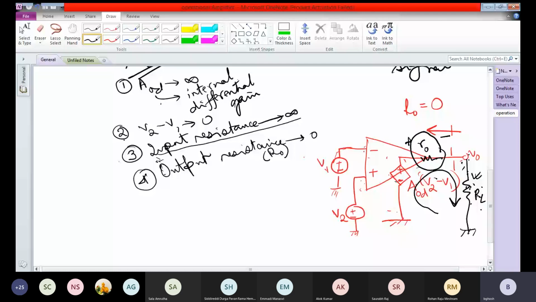But since R0 is 0, the output voltage V0 will be independent of RL, because there is no drop. So as I said, the entire differential output voltage AOD (V2 minus V1) falls here. V0 is AOD (V2 minus V1) regardless of RL. So these 4 important characteristics of the operational amplifier need to be carefully kept in mind.